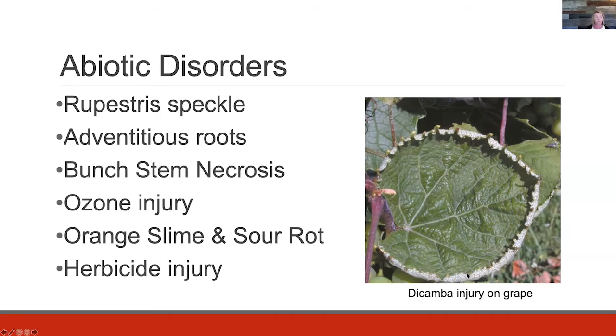So we're going to talk about rupestris speckle, adventitious roots, bunch stem necrosis, ozone injury, and then two disorders that are caused by saprophytic microorganisms, orange slime and sour rot. And then if we have some time, we'll talk about herbicide injury. I'm not going to spend a lot of time on herbicide injury, but I'm going to introduce it so that next week when you hop on and listen to Dr. Doug Dewin, he'll go into much more detail about how to control weeds in the vineyard, but also how to recognize herbicide injury and what to do if you do have herbicide injury.